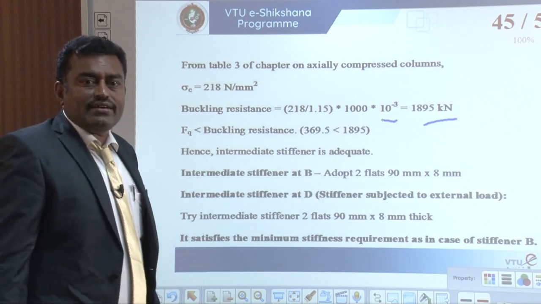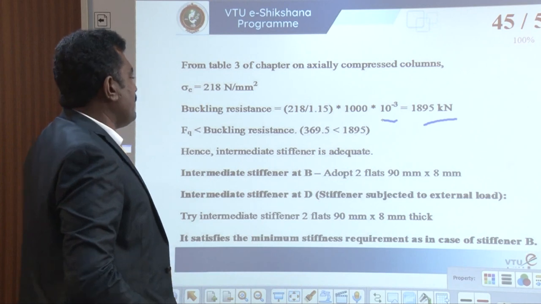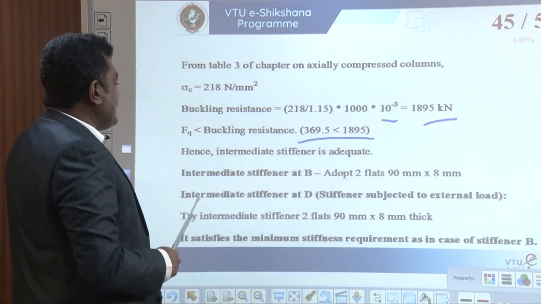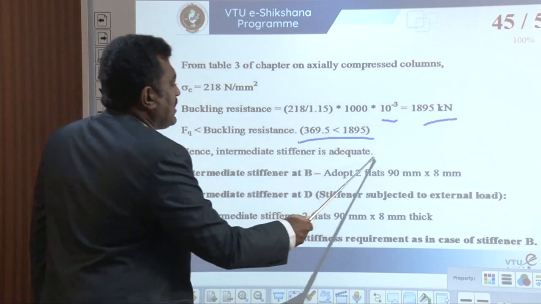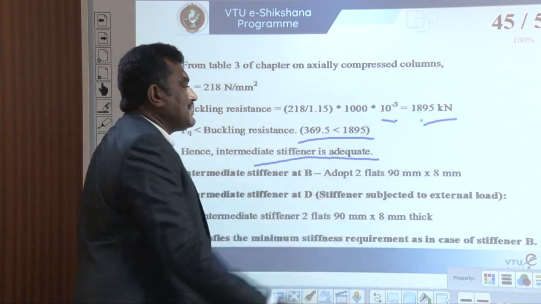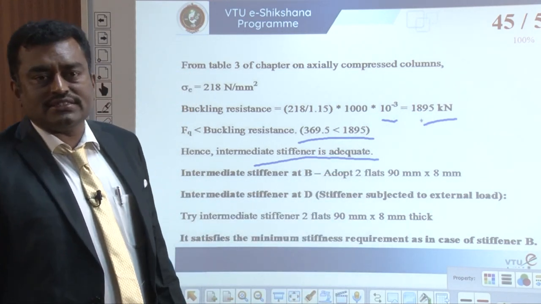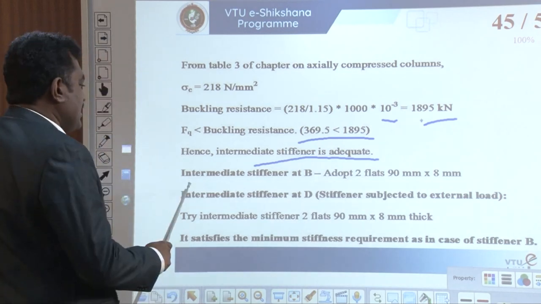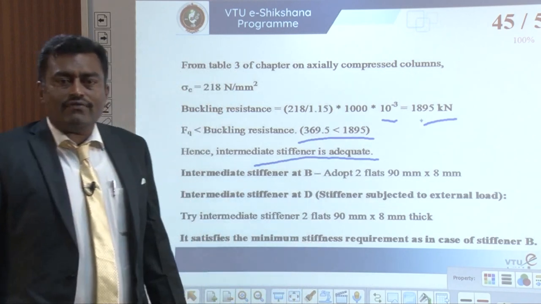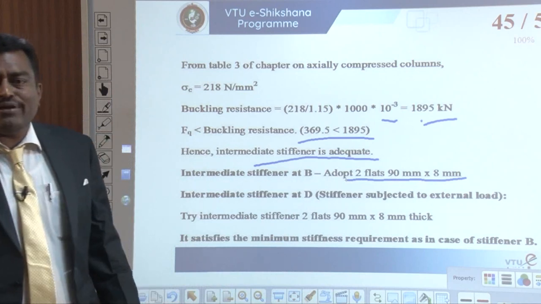This 1895 kilonewton is greater than 369.5, that is F_q. Hence the intermediate stiffener is adequate. Therefore, we are adopting the intermediate stiffener at B as two flats of 19 mm into 8 mm thick.